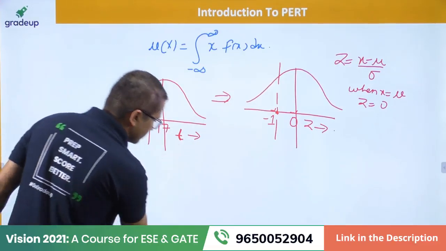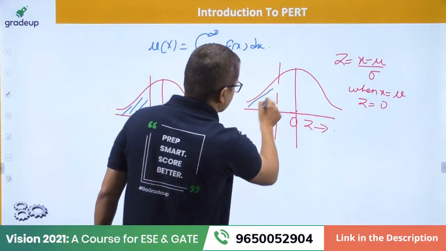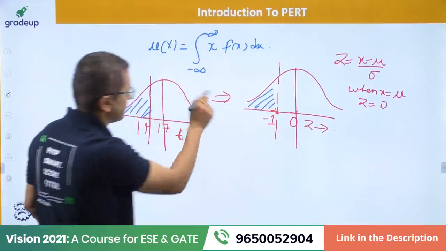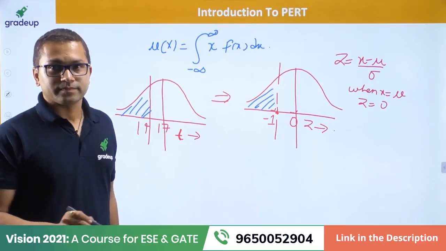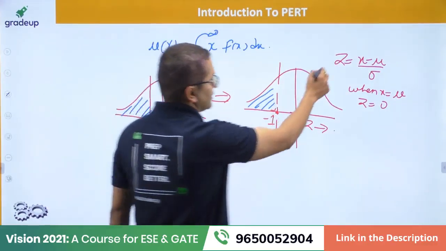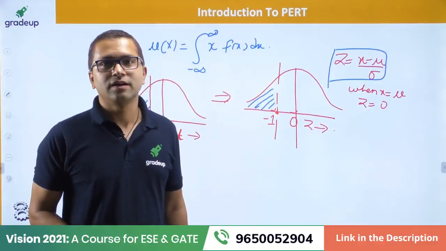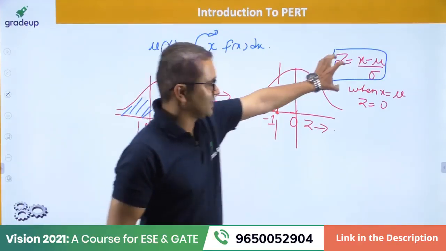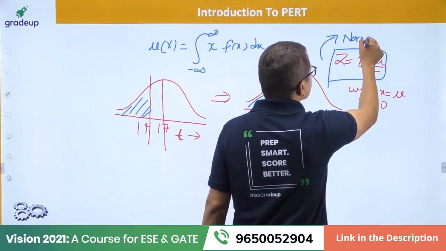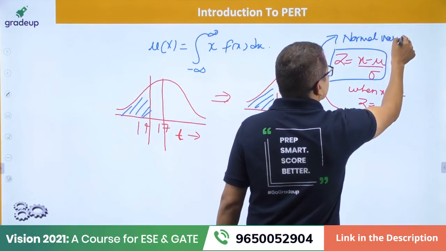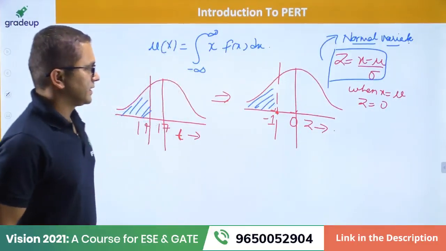Then obviously we have to calculate this area. This area we need to calculate. That is also this area. Both of them are same, all right? Both of them are same. Okay. Z is given by this. This is called normal variate if you want to note it. Normal variate is Z.